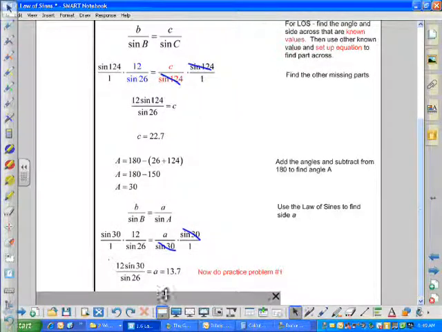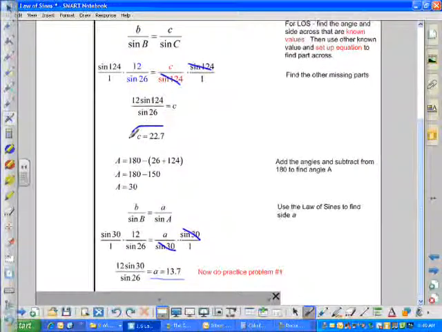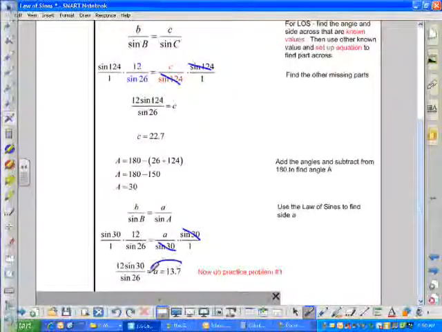So A is going to be equal to 12 times the sine of 30 divided by the sine of 26. Again, use your calculator to plug that in and get your value, and we'll find that side A is equal to 13.7. So we have all the parts we want. We know that angle A is 30 degrees. We know that side C was 22.7 feet. And now we've solved for side A.